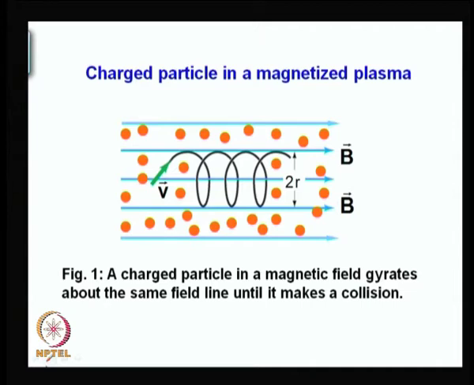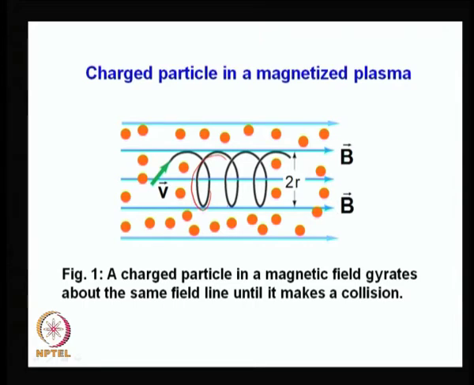The path of the electron or a charged particle, this helix, or the helical path, is the path of the charged particle. It gyrates about the same field line until it makes a collision. This is a collisional problem that we are taking up. So, a charged particle will gyrate about the same field line till it makes a collision.